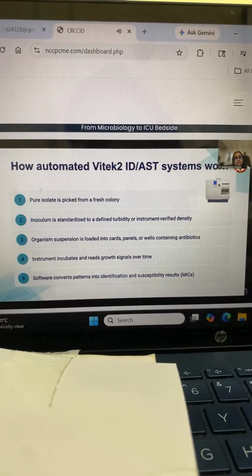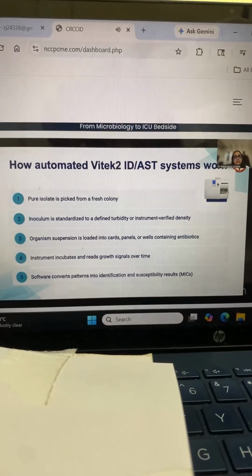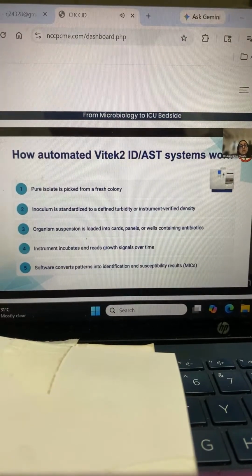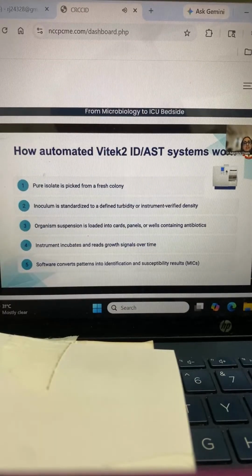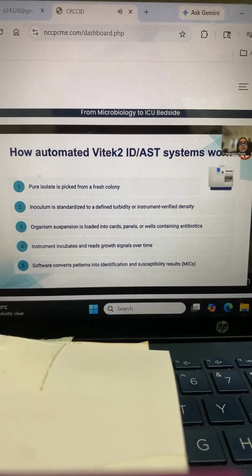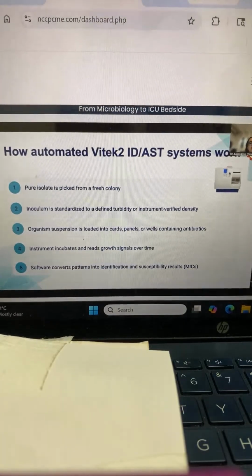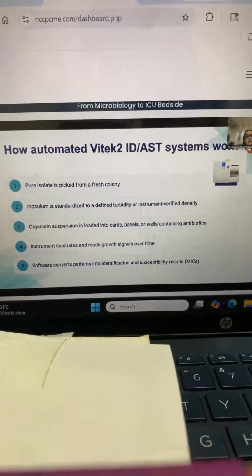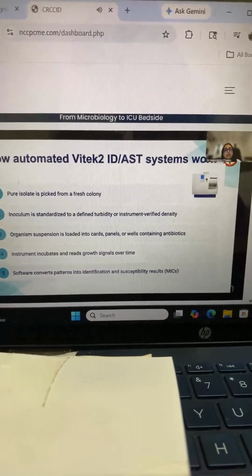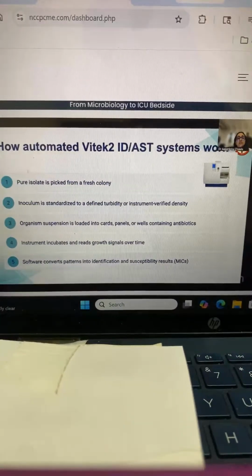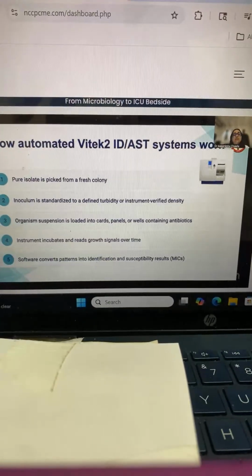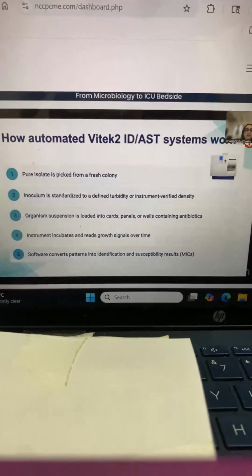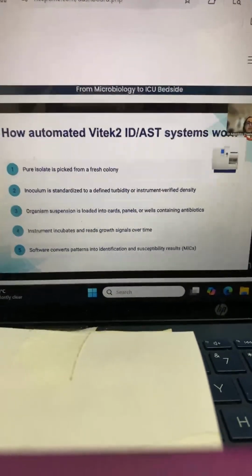Because it's from that culture growth that the pure isolate is picked up from a fresh colony. Then the inoculum is standardized to defined turbidity or instrument-verified density. Then it is suspended, and the organism suspension is loaded into cards, panels or wells containing antibiotics. The instrument incubates and reads the growth signals over time, and software converts patterns into identification and susceptibility results. So this is basically how an automated system works.